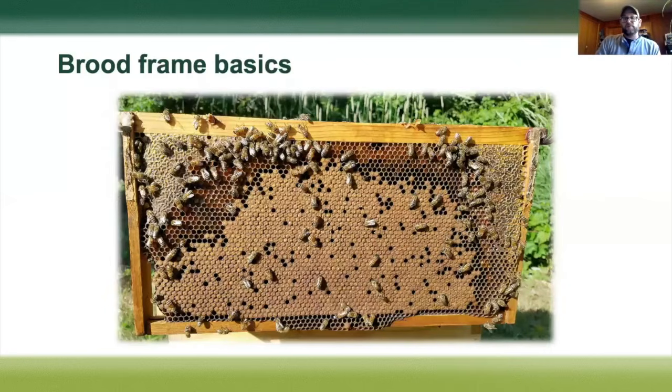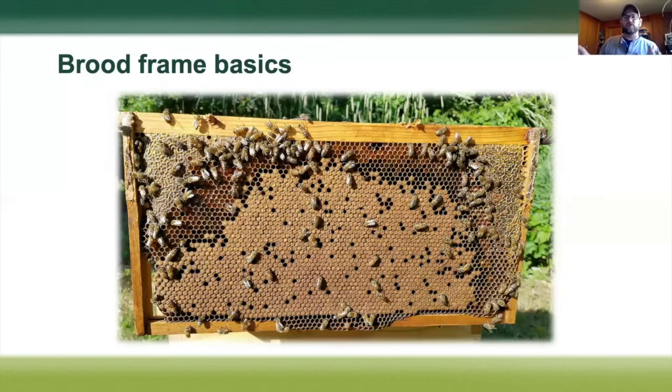All right, so the frames that you're going to find in the brood chamber. So this is now those middle 4 frames. This is what they're going to generally look like. This is a healthy brood frame. Now, I'm showing you what a healthy frame looks like. I'm going to also show you what an unhealthy frame looks like here in just a moment.